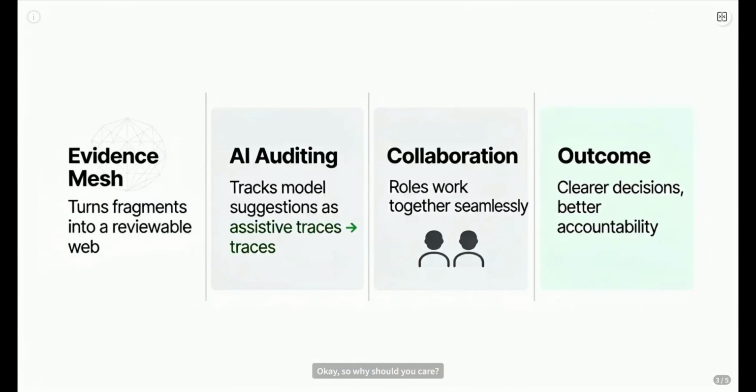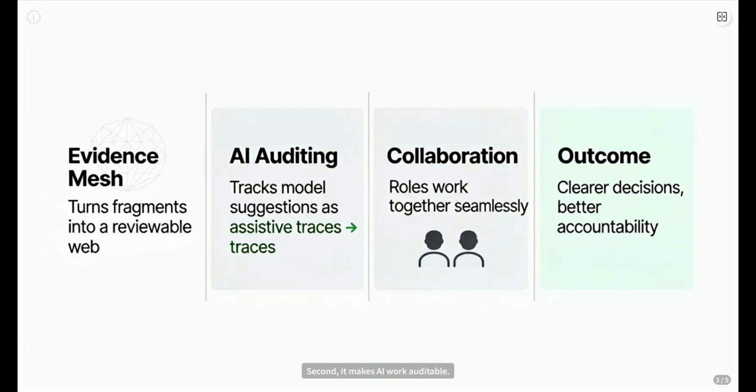Okay, so why should you care? Because this changes how we handle complex, intent-driven work. First, it builds an evidence mesh. Instead of isolated files, you get a web where everything relates to everything else. Reviewers can see the whole picture: what's known, what's inferred, what's uncertain, and what's next.